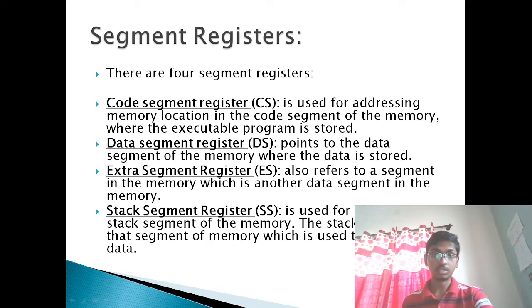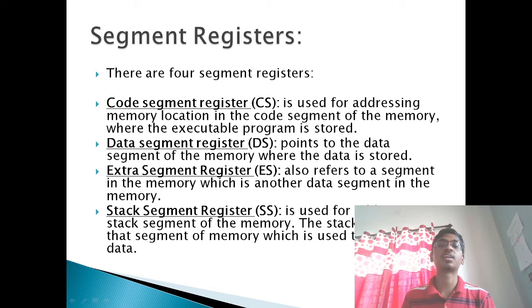Basically, the code segment register is used for addressing memory locations in the code segment of the memory where the executable programs are stored. Second is the data segment register, short form DS. Basically, the data segment register points to the data segment of the memory where the data is stored. We already know the meaning of that word, data segment register.